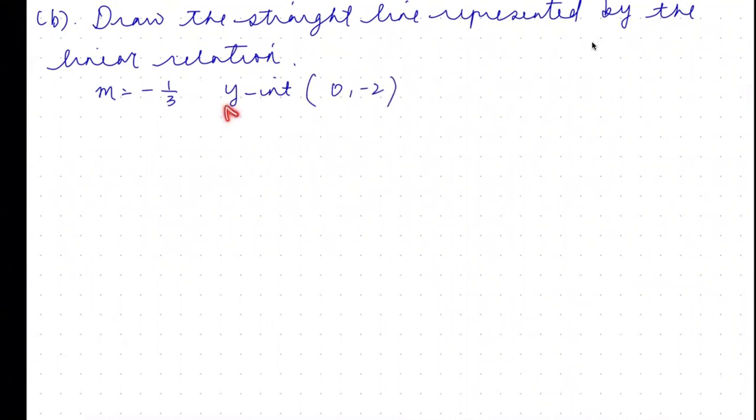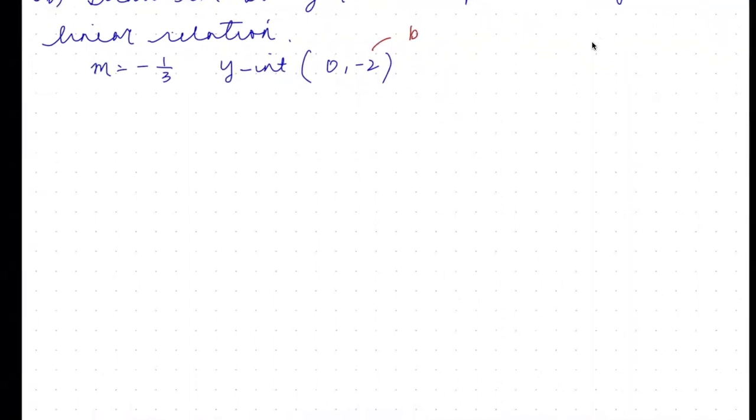In this information, we need to know how to read B. B is just equal to this number, -2. I will explain to you why. Okay, so now we have these two pieces of information, right? Now let's try to draw the straight line.